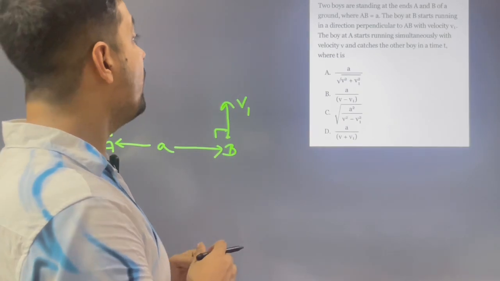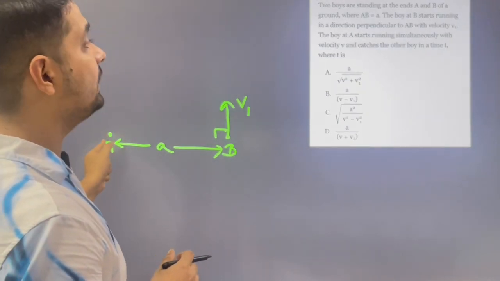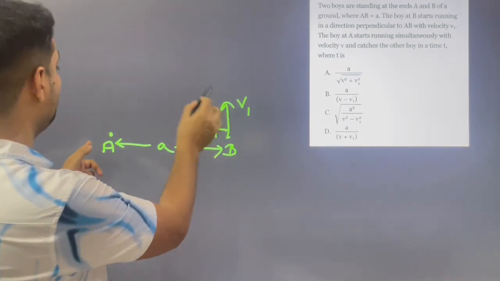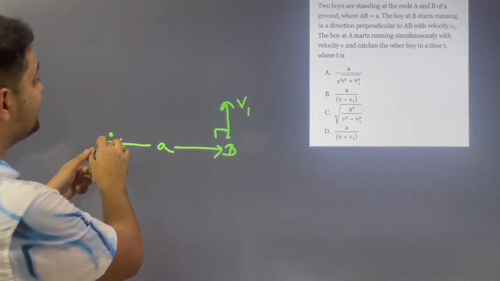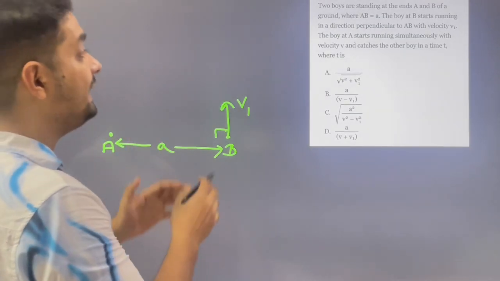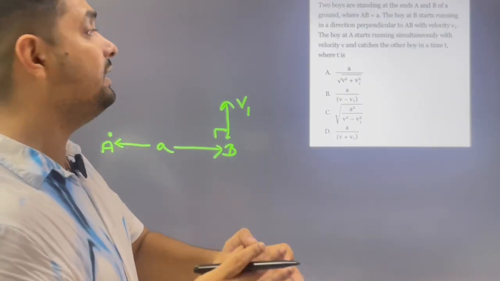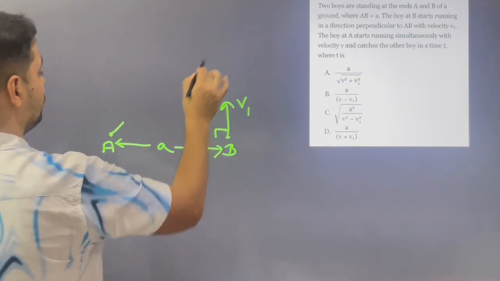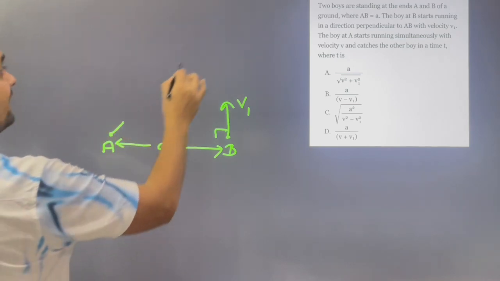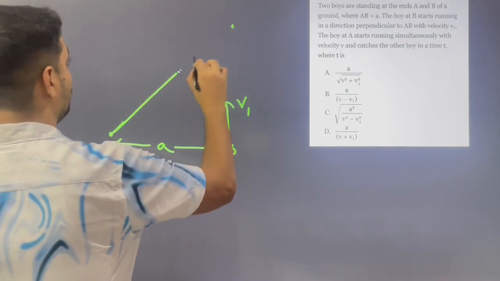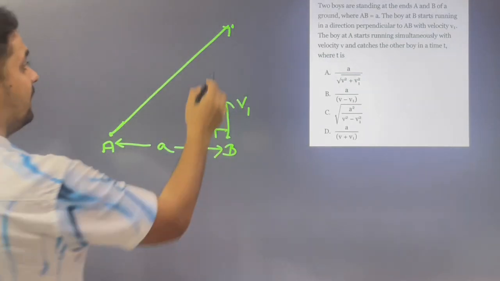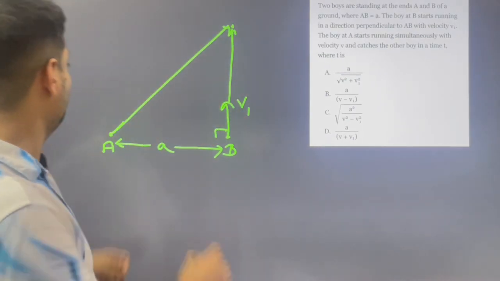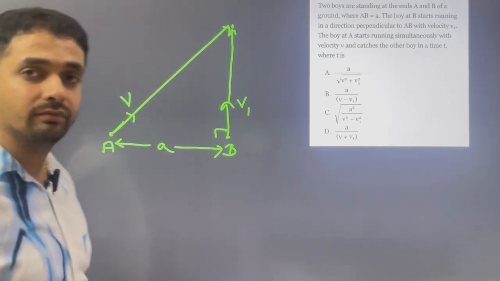Now the boy at A starts running together with velocity V. When he started with V1 speed, at the same time the boy at A will start to run with speed V, so that he catches the boy in a time t. Because the other boy is going in this direction, the boy here will catch him at some point here. So if we go in this direction, then only he can catch him, and in this time he will travel this much distance. This boy is going with V1 speed and this boy is going with V speed. Am I correct?